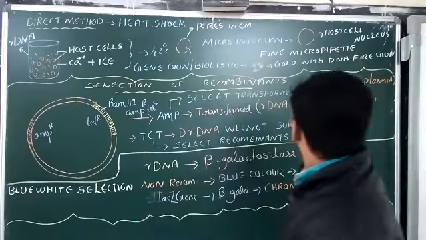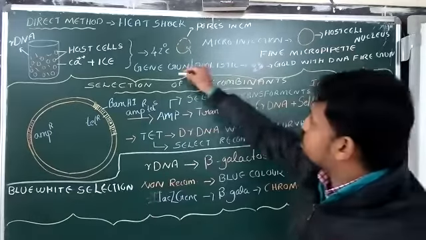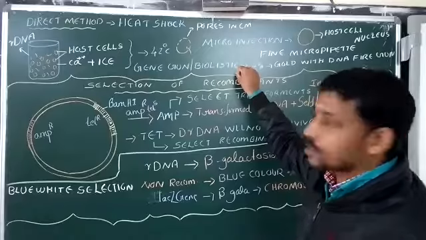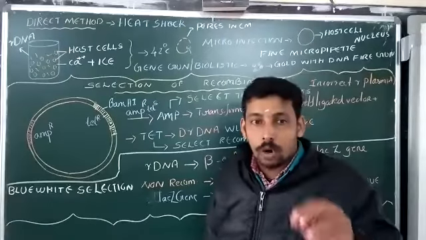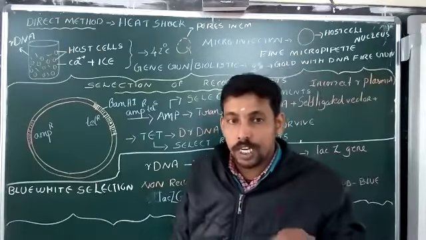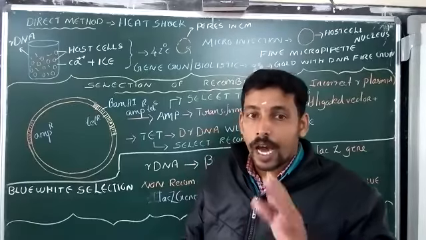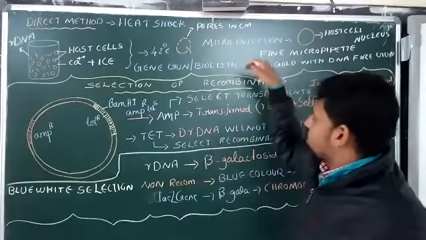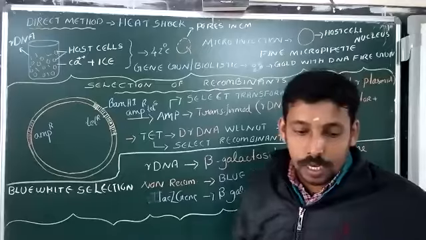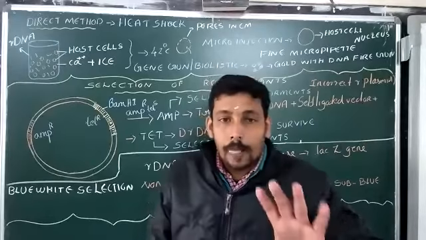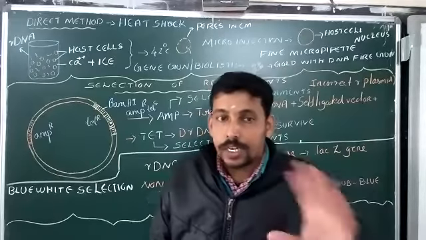Okay. Then comes what? The gene gun or biolistics. So here we are using what? Some gold or tungsten particles. It will be coated with recombinant DNA, and it will be fired into the cell. So these are the kinds of gene transfer.